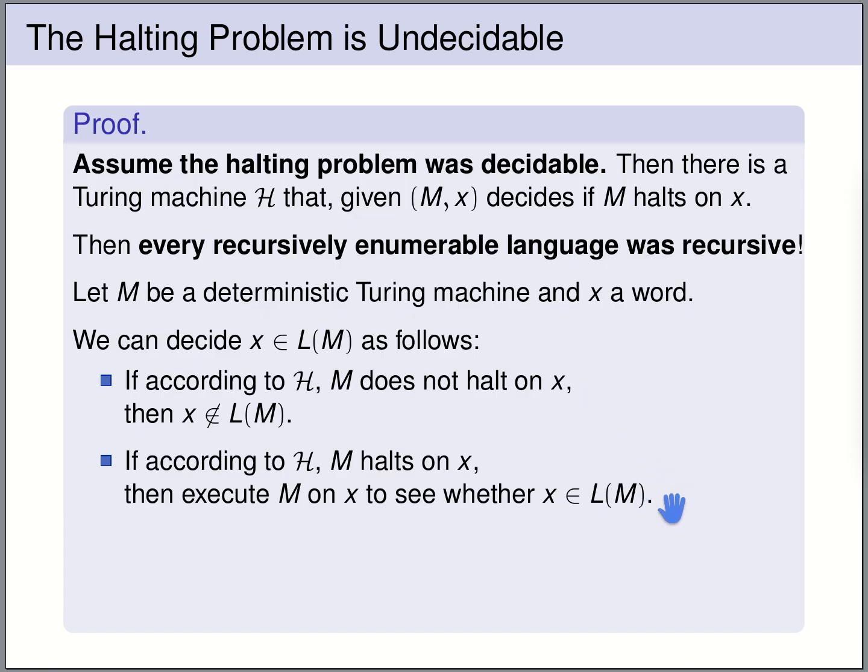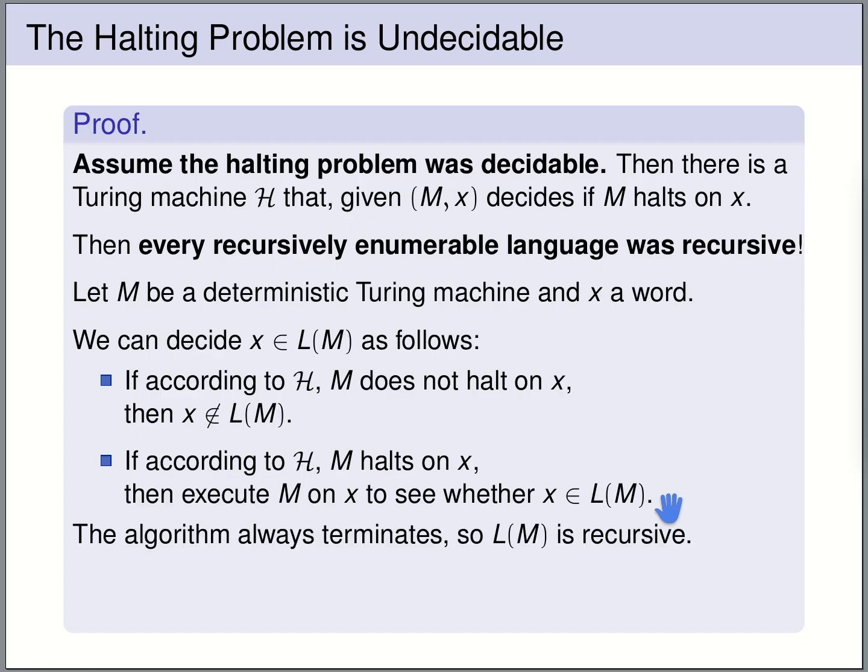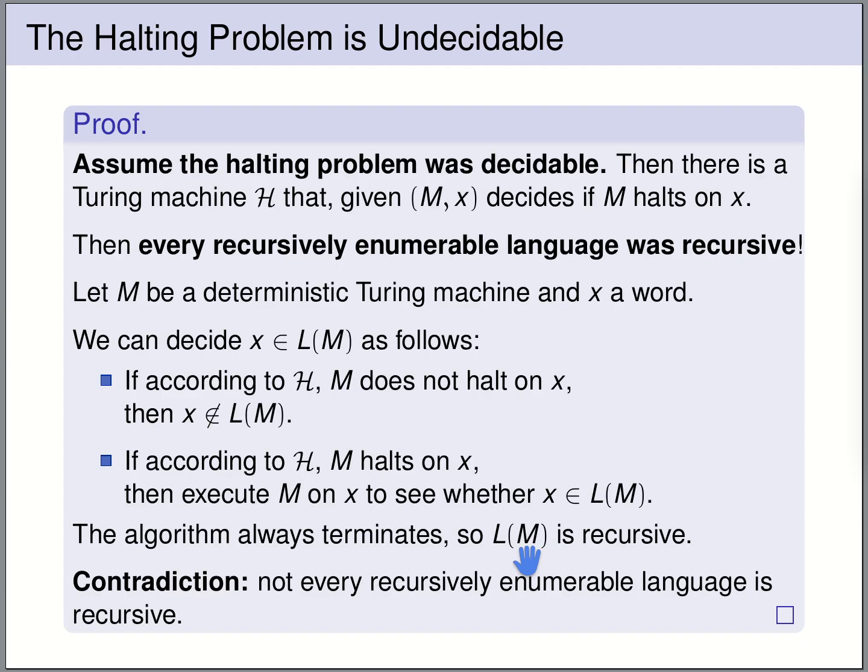So our algorithm for deciding membership will terminate in each case. Therefore, we have a decision procedure for deciding whether the word X is in the language of M. So since we have a decision procedure, this means that the language of our machine M is recursive. But this means that every recursively enumerable language would be recursive. So we have a contradiction. Our assumption must have been wrong. The halting problem is not decidable.